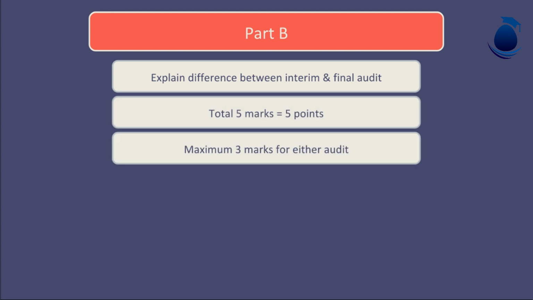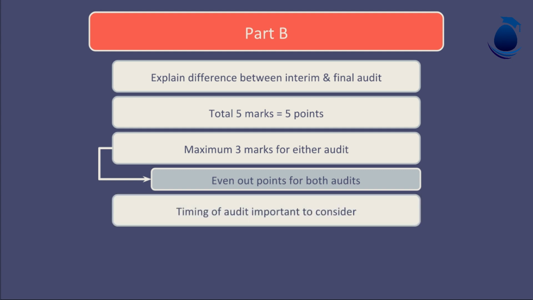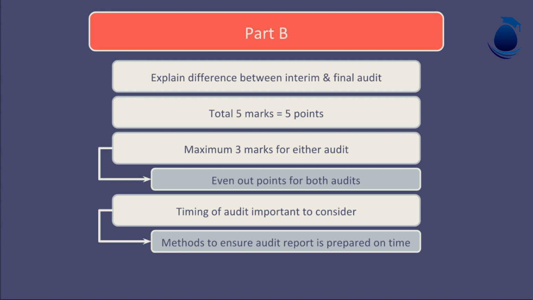The marking scheme also states that a maximum of 3 marks will be given for each type of audit, so you are required to even out your points. This covers the planning area of your studies and looks at how the timing of an audit is important to consider. The auditor must ensure the final audit report and its opinion can be presented in time to the shareholders.